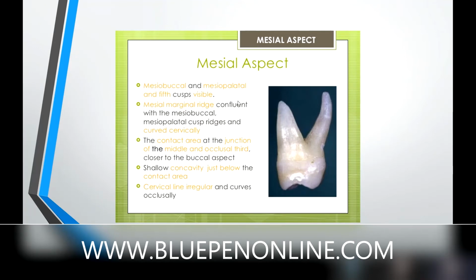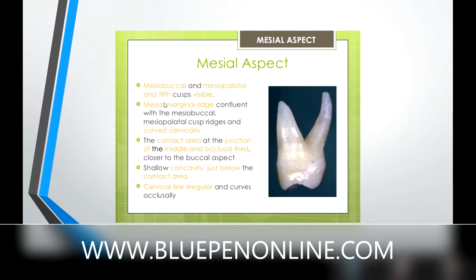and fifth cusps are visible from the mesial aspect. This you have to just learn by heart. There is no way that you can understand anything. You have to just mug up, because otherwise you have to imagine the tooth. If you have carved it, just keep the tooth near you and try to visualize when you're reading. Then it will be easier for you. Otherwise, if you just read it like that, nothing will enter your head.